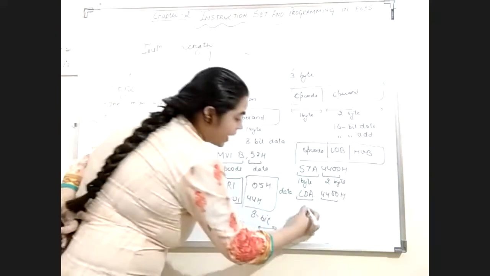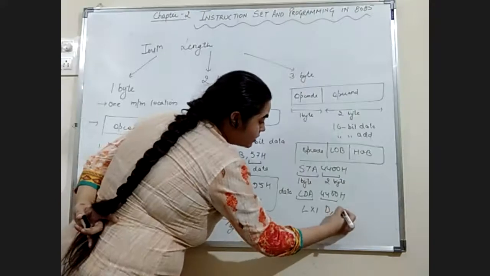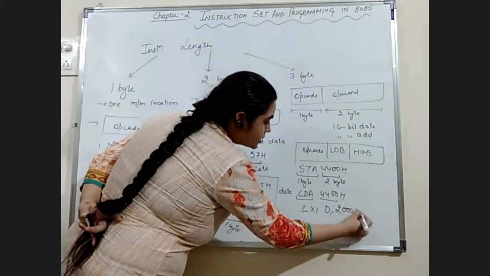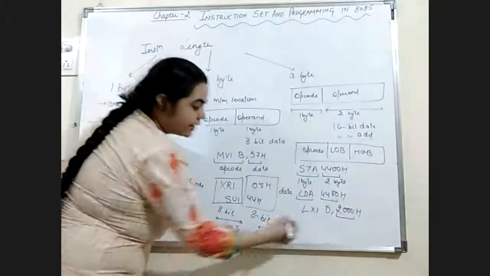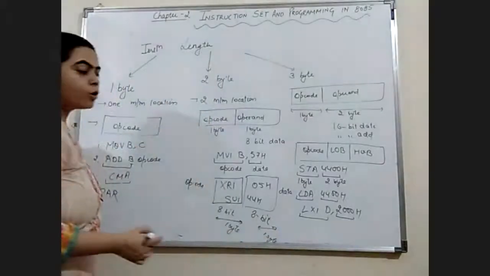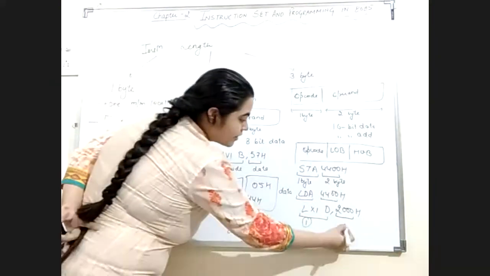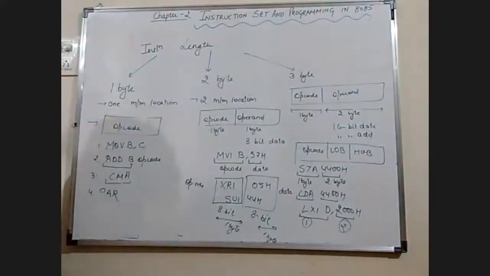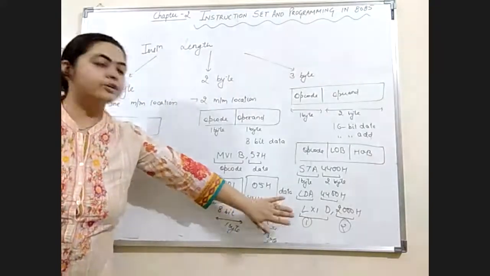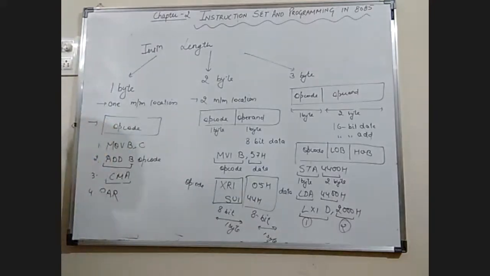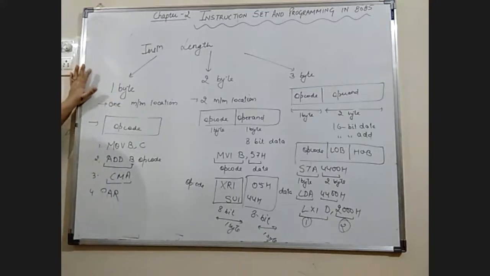Third example we have LXI D, 2000H. So in this instruction you can see, this is the 16-bit data and this is the opcode. So opcode uses 1 byte of memory, while this 16-bit data uses 2 bytes of memory. So this instruction requires 3 consecutive memory locations in order to store it. So these are the different instructions according to their length.